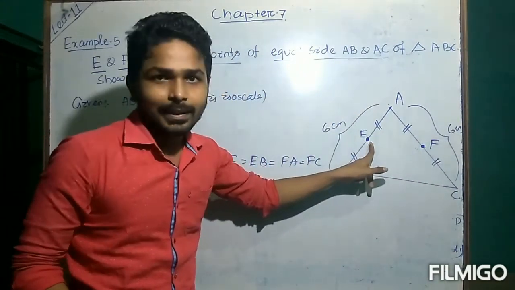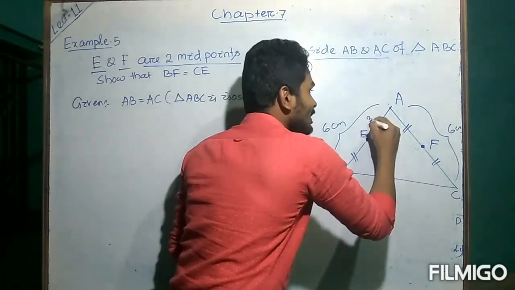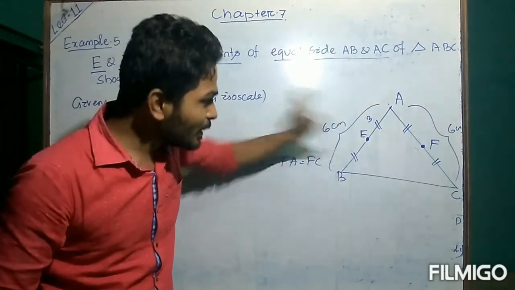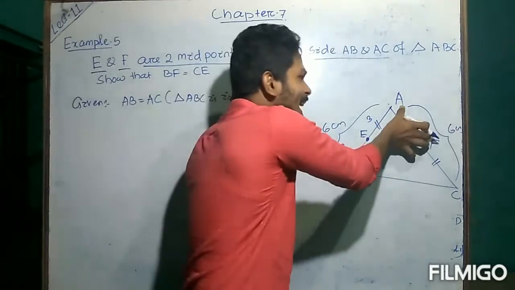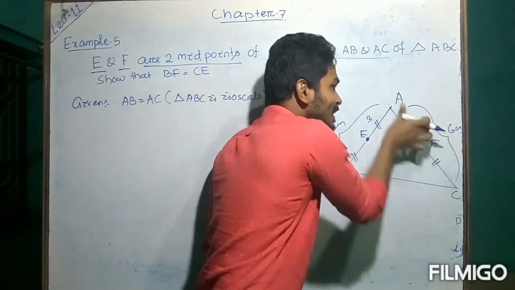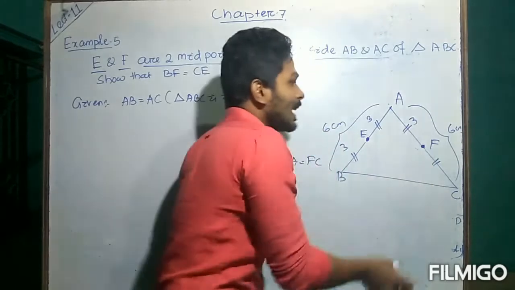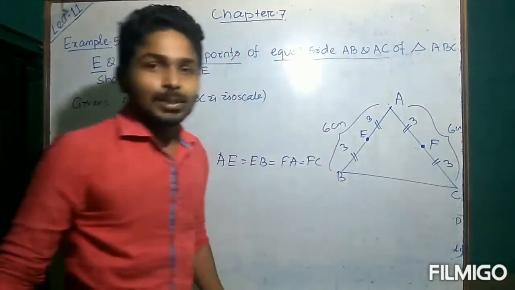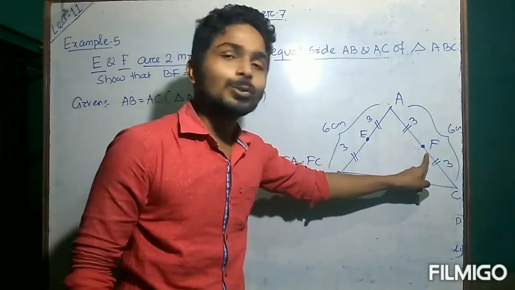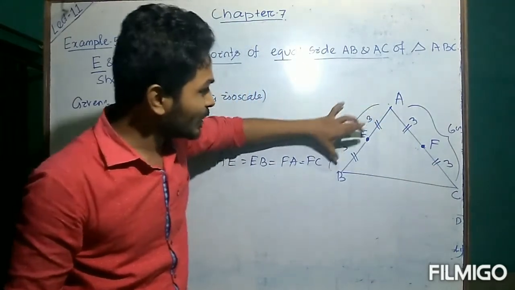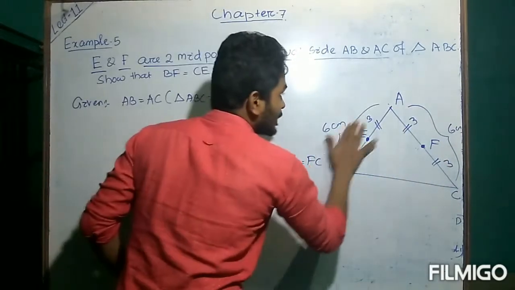E is the midpoint, right? Then what is the length of AE? This must be 3 cm. What is the length of EB? This must be 3 cm. Clear? What is the length of AF? Since the total distance is 6, and F is the midpoint, the length of AF is also 3, and FC is also 3. So if AB and AC are equal in length, and E and F are the two midpoints, then this is equal to this is equal to this is equal to this. Clear? Okay.